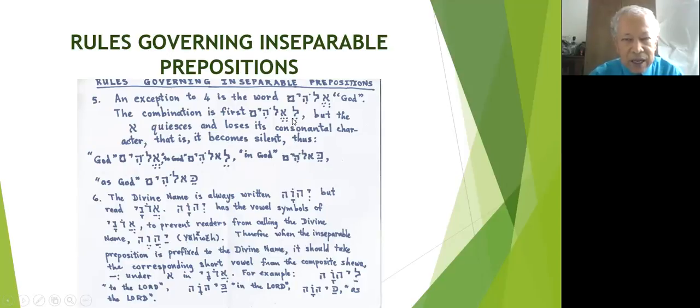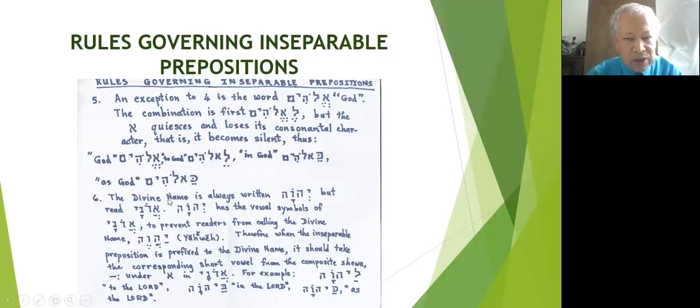This short E, segol, has to be lengthened to long E, which is sire, which is an A sound, like the E in 8 or the E in wait. It has an A sound. So you have Lelohim, to God, Belohim, in God, Kelohim, as God.